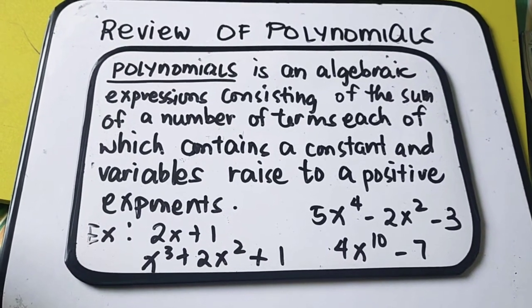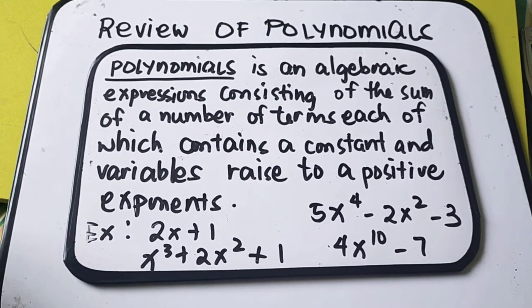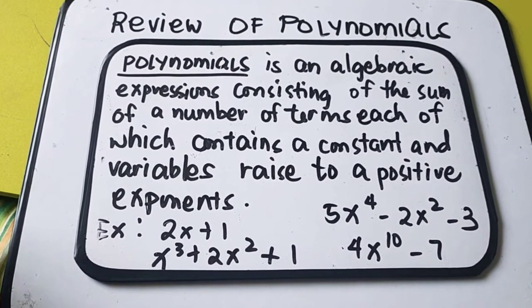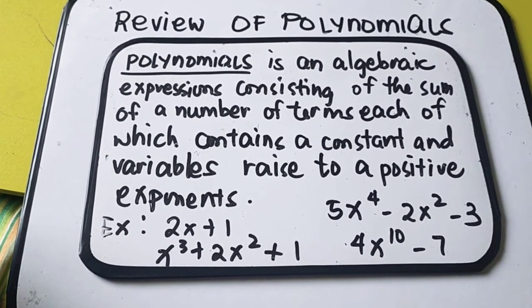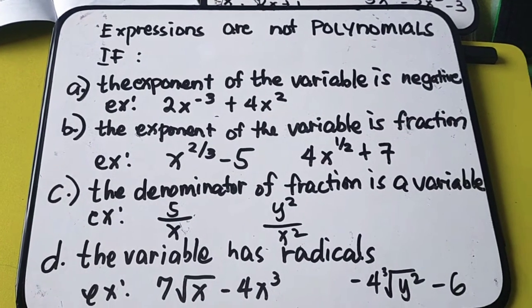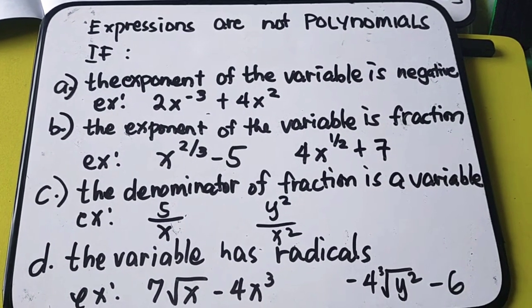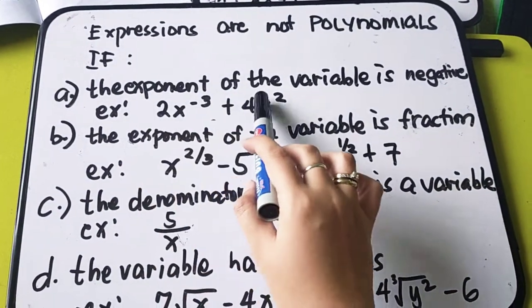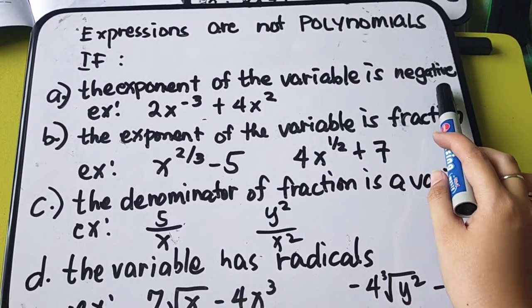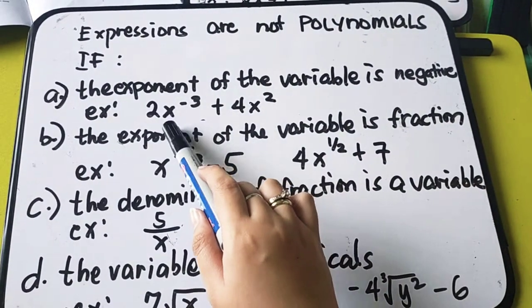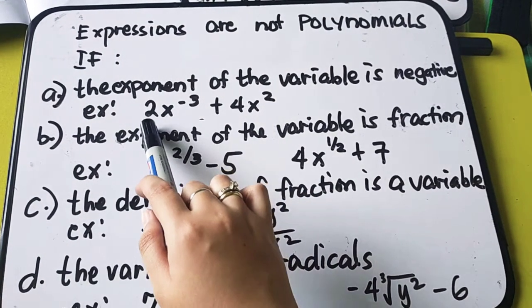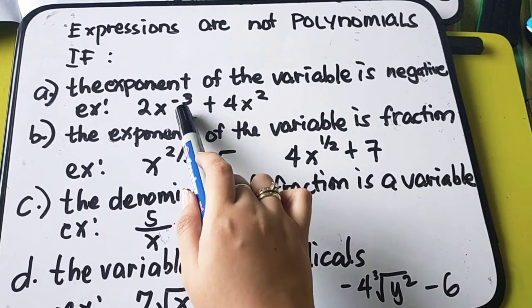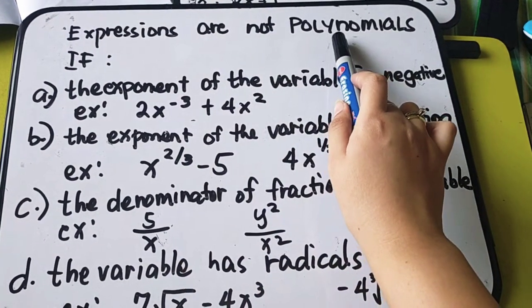So how will you say if the given expression is a polynomial or not a polynomial? How will you say if the expression is not a polynomial? If the expression is not a polynomial: letter A, the exponent of the variable is negative. Always the variable, not the numerical coefficient, okay? If the variable has a negative exponent, therefore, it is not a polynomial.